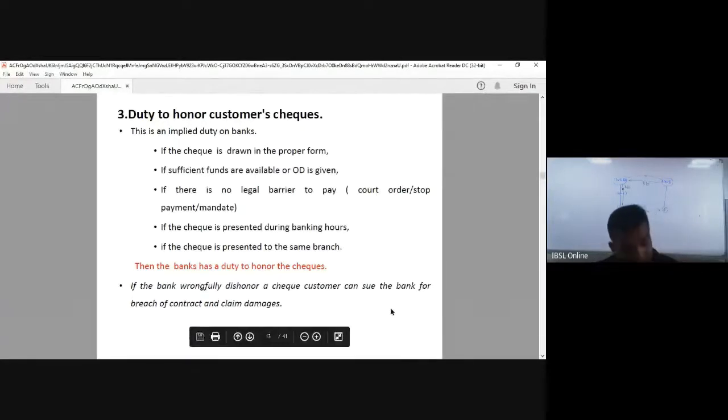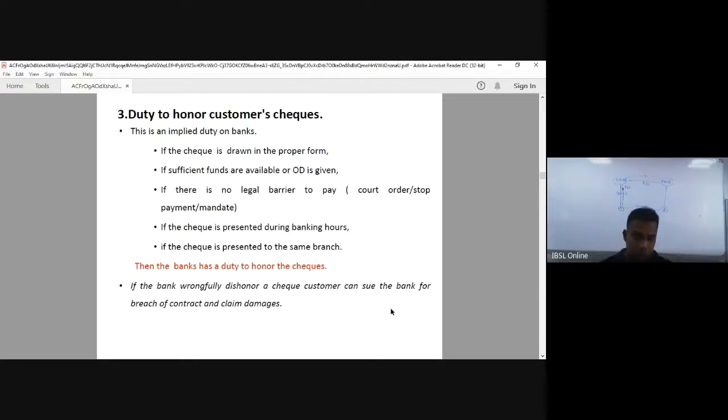Okay, right. So then I'll answer. The answer is the bank has no duty to honor the check. Bank has no duty because the bank has a duty to honor the check only if it is presented to the same branch. But if it is presented to a different branch, the bank has no duty to honor the check. So in other words, if they want, they can return the check.